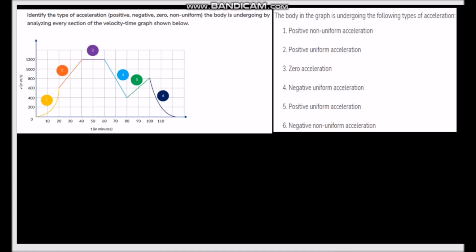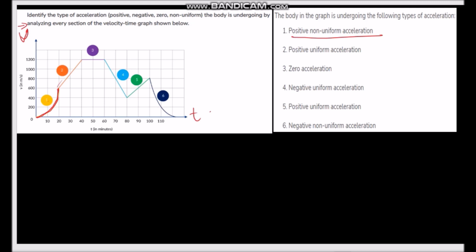identify the type of acceleration: positive, negative, zero, non-uniform, by looking at this graph. We can also analyze any graph by looking. For example, we have 1, 2, 3, 4, 5 up to 6 positions. At position 1, it's parabolic, which means non-uniform acceleration. This is a velocity time graph. Don't forget, at position 1 it is non-uniform because it's parabolic.